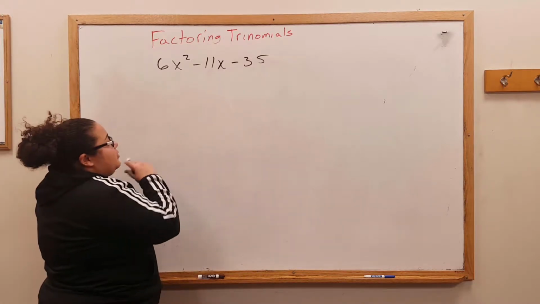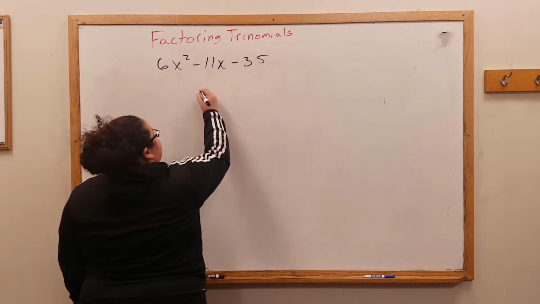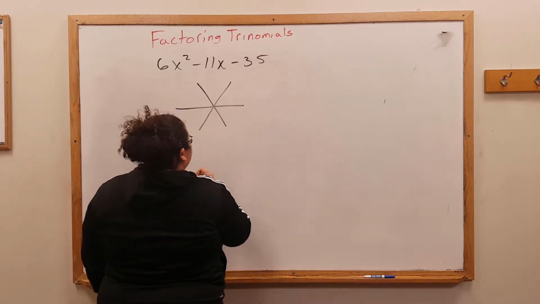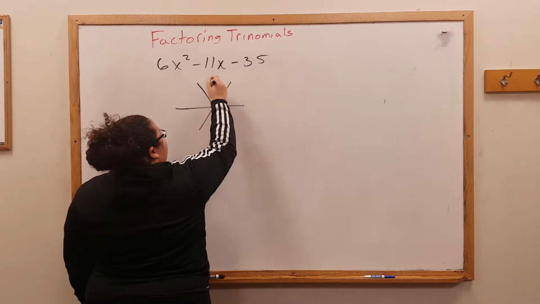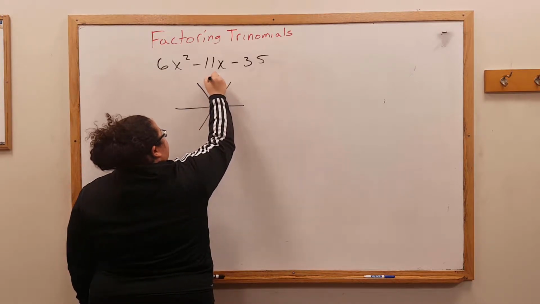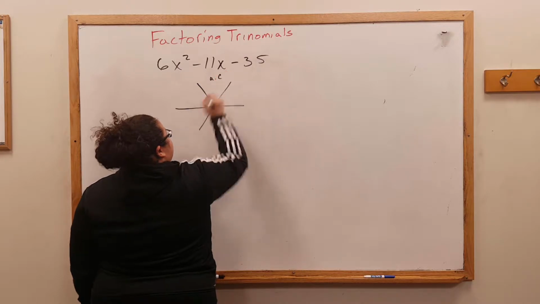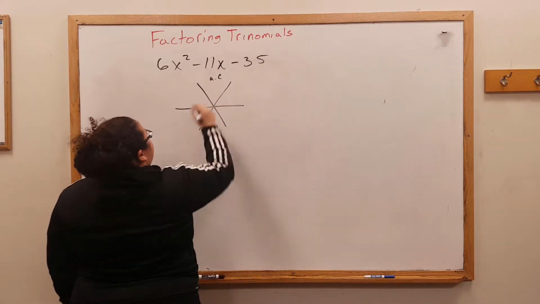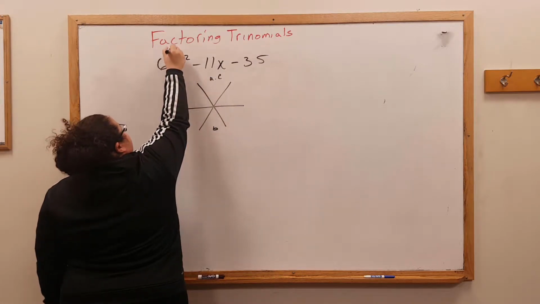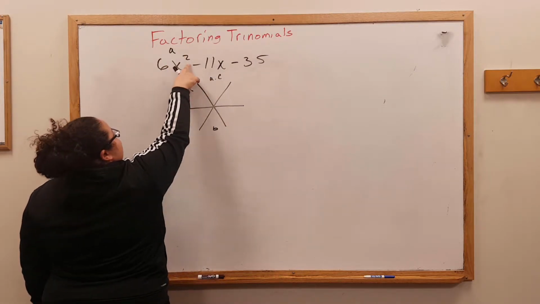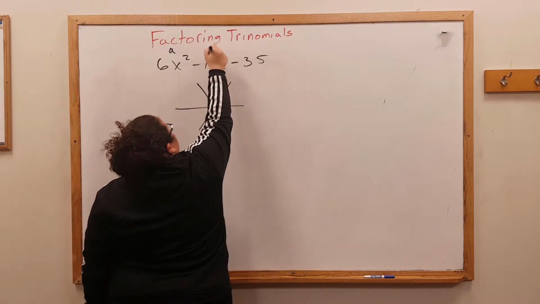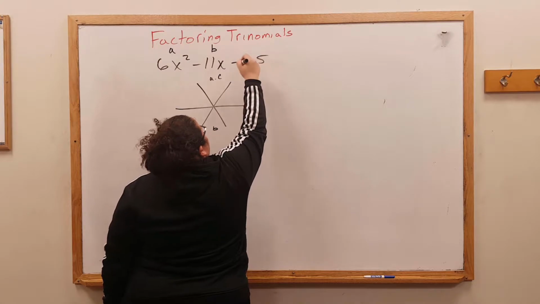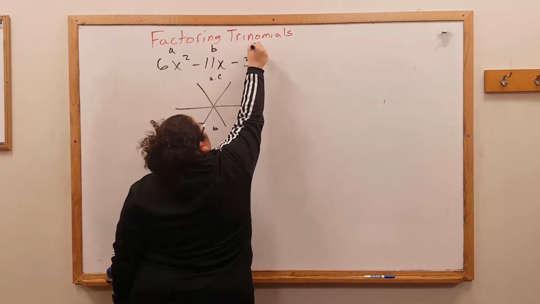In factoring trinomials, the biggest famous one is basically drawing a big X with a line through. On the top of the X is going to be A times C. On the bottom, you're going to have B. A is 6x squared, B is negative 11, and C is going to be negative 35.